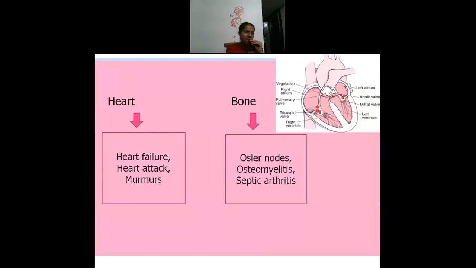Why is a murmur heard in endocarditis? Because of the excess turbulence of the blood flow. And in the bones you will see Osler's nodes. Sometimes there can be infection of the bone which may cause osteomyelitis, and sometimes it may result in septic arthritis. These terms we will see in the symptoms or clinical manifestation.